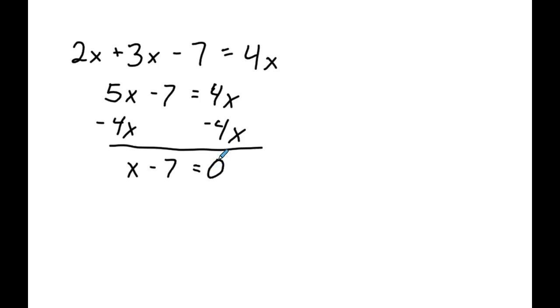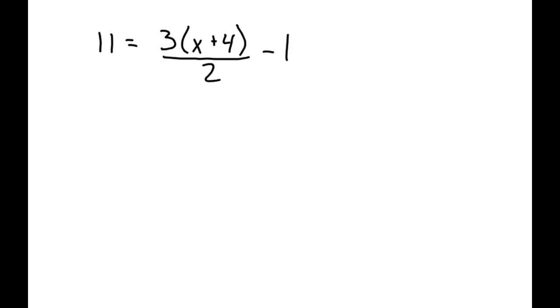Now the last step to get x isolated by itself is to move the 7 to the other side. So we add 7 to both sides of the equation, which leaves us with x equal to 7. So combine like terms, then isolate the variable by itself.